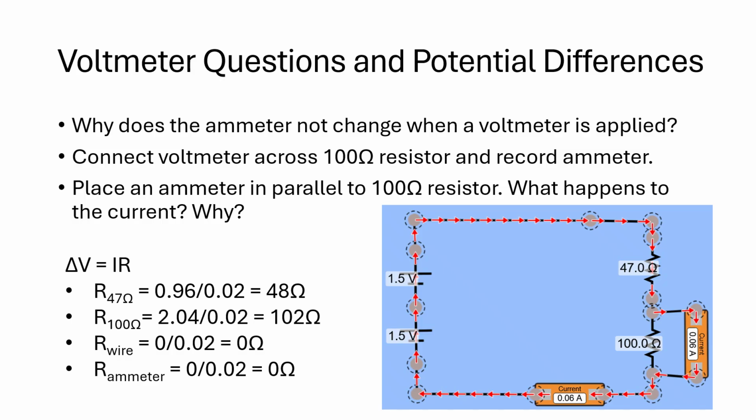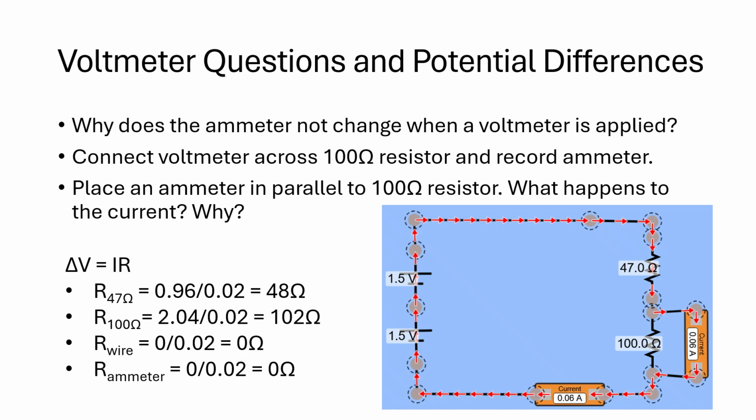As we can see in this diagram down here, the arrows of the conventional current completely skip that 100 ohm resistor and just flow through the ammeter. Now when it does that, it increases the amps. So it went from 0.02 to 0.06 because there's now less resistance in the circuit.